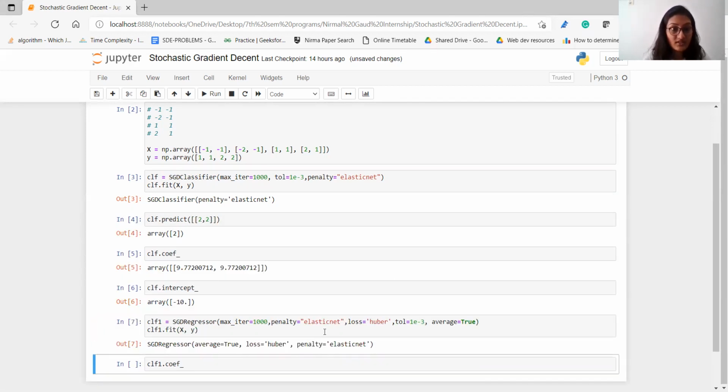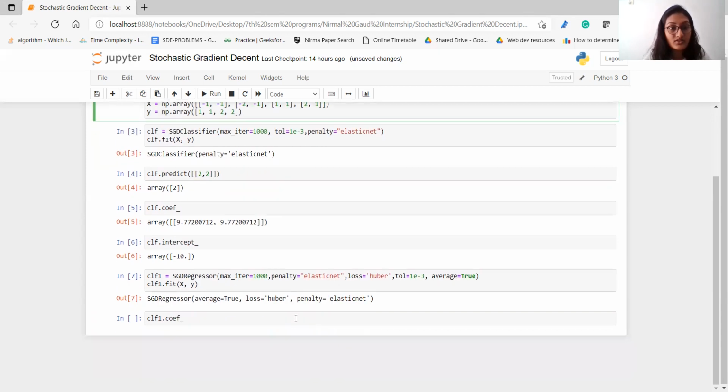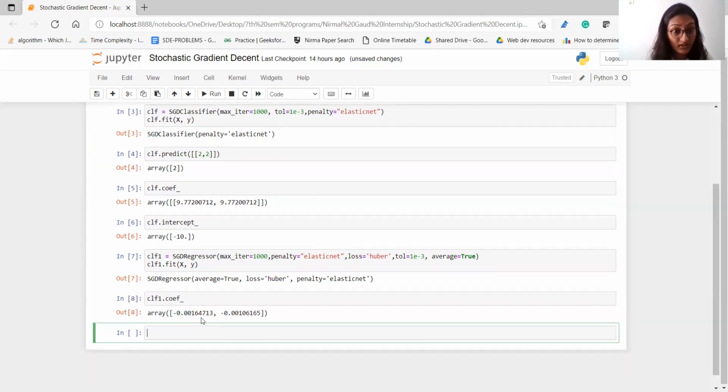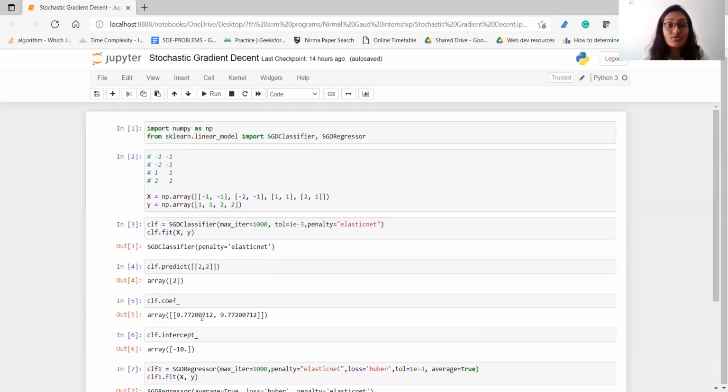So we'll be running this on the same data that we have over here. And thereafter, the coefficients that we are getting over here are a bit different to what we had earlier. So this is something which can be used on large data sets, and a very small example of SGD regressor has been shown over here.